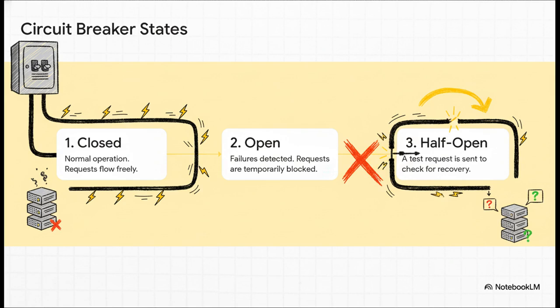It works just like the one in your house. Normally, the circuit is closed and requests are flowing just fine. But if it detects too many failures from a service, the circuit trips and goes into an open state, which immediately stops sending requests to that failing service. This prevents a cascading failure. After a little while, it goes to half open and sends just one test request to see if the service is healthy again. If it is, boom, the circuit closes and traffic flows like normal.